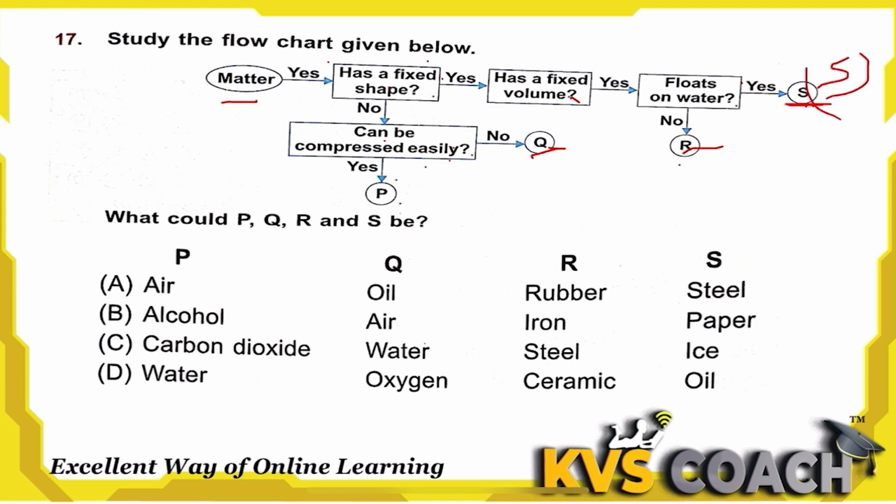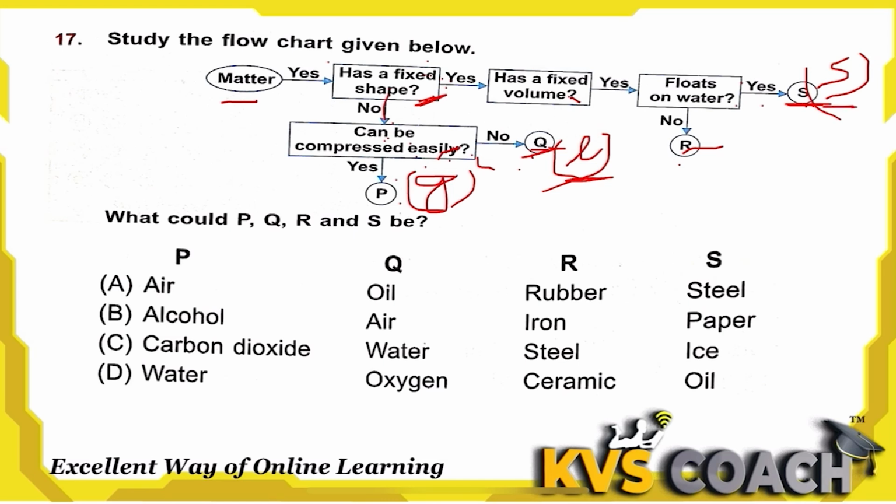So P is, they do not have fixed shape and can be compressed easily. It means it is a gas. It can be compressed easily, no, it means it is a liquid. It has a fixed shape, no, but it cannot be compressed easily, it means it is a liquid. It has volume but not fixed shape, cannot be compressed. And here it has fixed volume, it can float on water, it means that is solid.